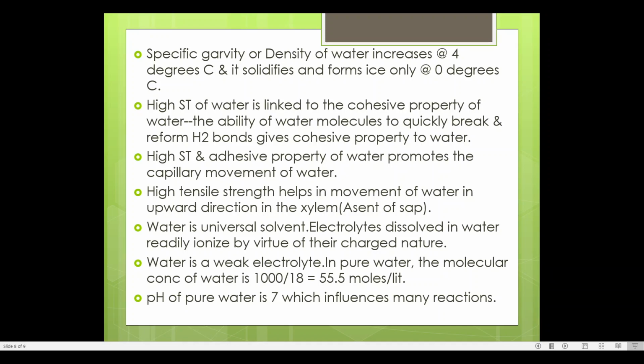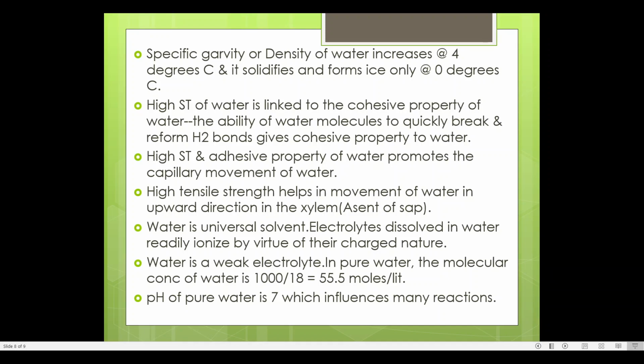in this first unit. High surface tension and the adhesive property of water promote the capillary movement of water. So the surface tension as well as the adhesive property promote capillary movement of water within the plant. High tensile strength helps in the movement of water in an upward direction in the xylem. This is seen in the ascent of sap.